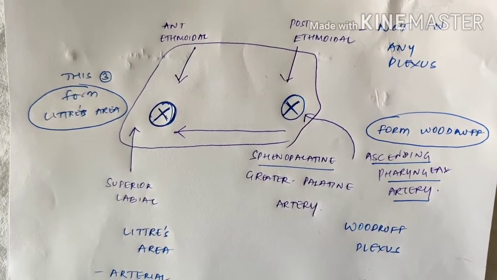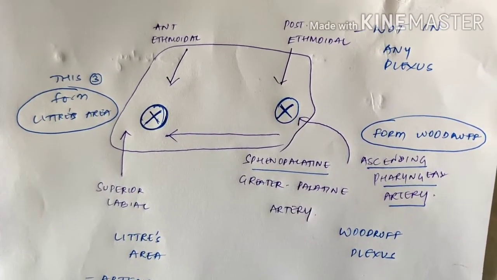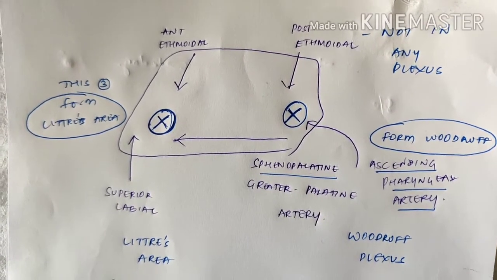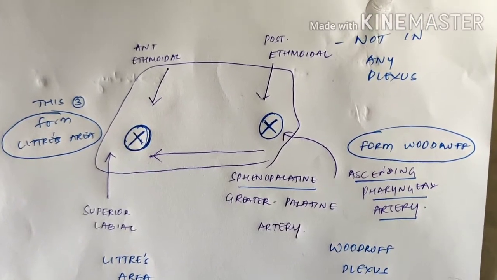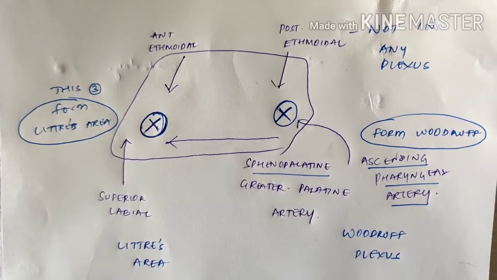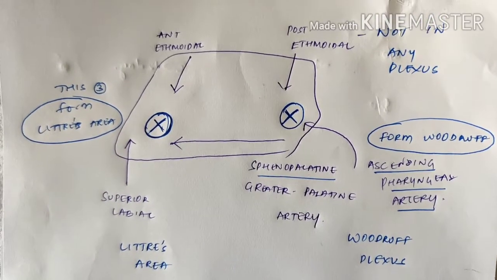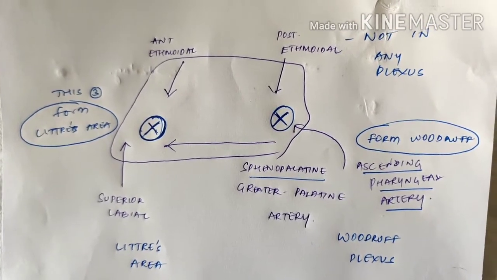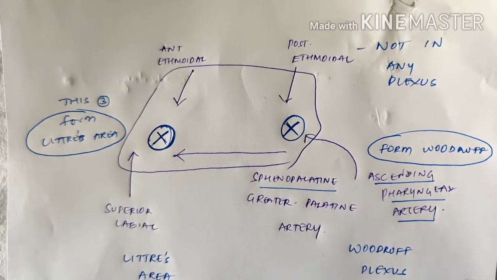So now in epistaxis, let's move to the next part. What is Little's area? What is Woodruff's plexus? What is the treatment we must give? You see here, sphenopalatine forms both Woodruff's plexus and Little's area. That means it will supply the whole nasal septum. It is a very big artery. That's why it is called the artery of epistaxis. Why it is called so, I will tell you.